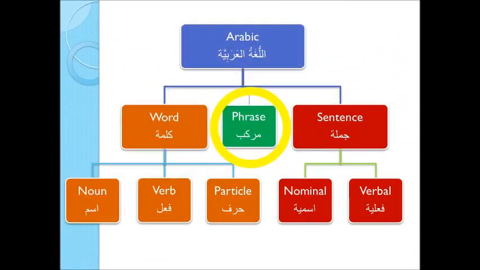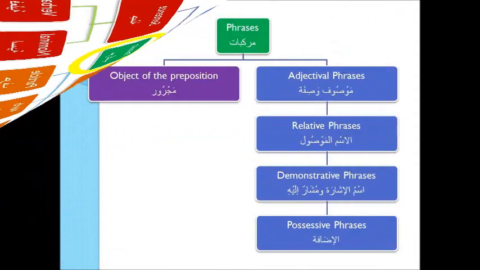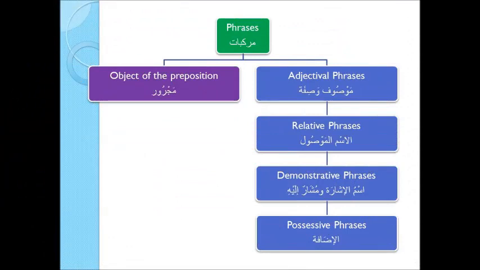We also had a look at phrases. On the left, from Level 1, we spoke about the object of the preposition, majroor, and on the right, the new phrases we took in Level 2 were adjectival phrases, الموصوف والصفة, relative phrases, الاسم الموسول, demonstrative phrases, اسم الإشارة ومشار إليه, and possessive phrases, الإضافة.